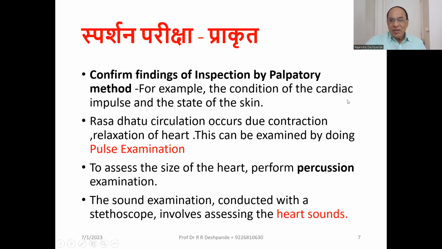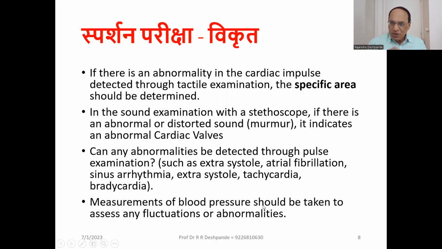To assess the size of the heart, do the percussion. The sound examination, that is the auscultation conducted with a stethoscope, will give you the idea about normal heart sounds and abnormal heart sounds. Next is the Sparshan continuation. Abnormalities: if there is abnormality in the cardiac impulse detected by the tactile examination in the specific area, if there is a shifting or if there is a murmur, then you have to find out whether it is a mitral murmur, a systolic murmur, diastolic murmur, aortic murmur, or pulmonary murmur. So you have to detect each and every detail of it.